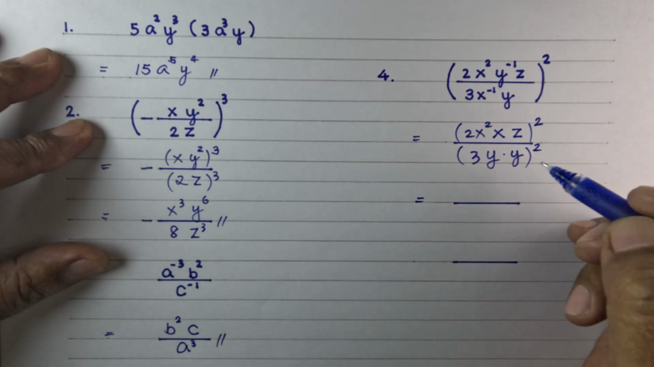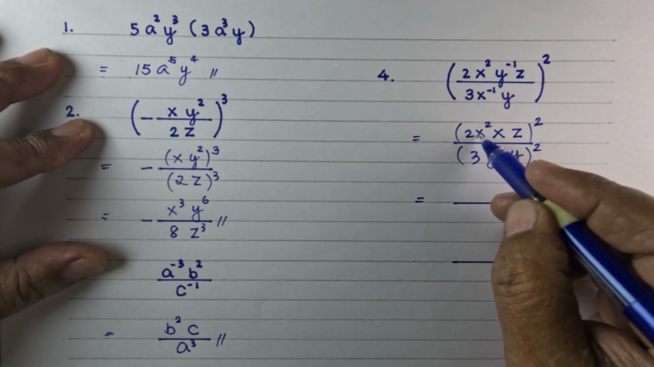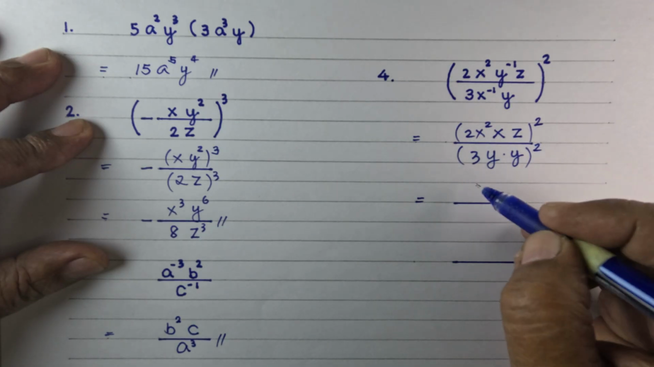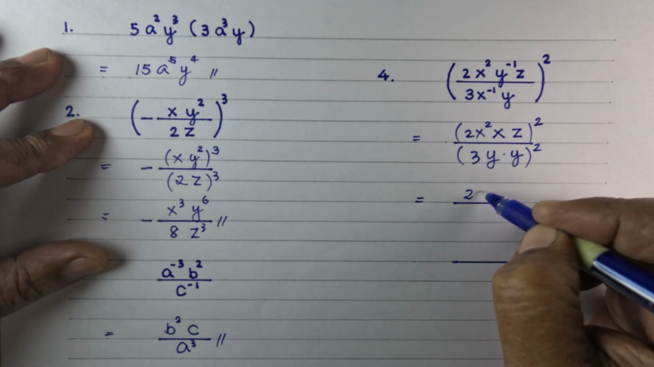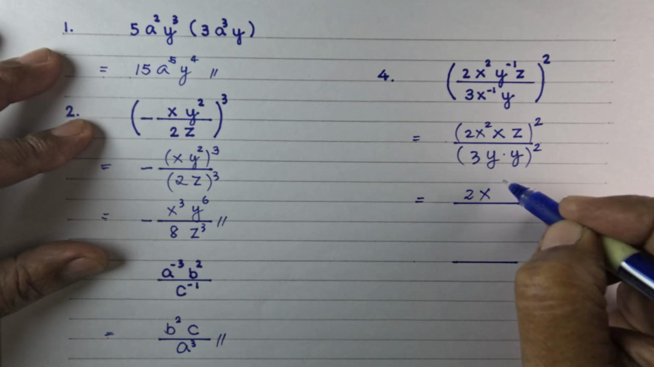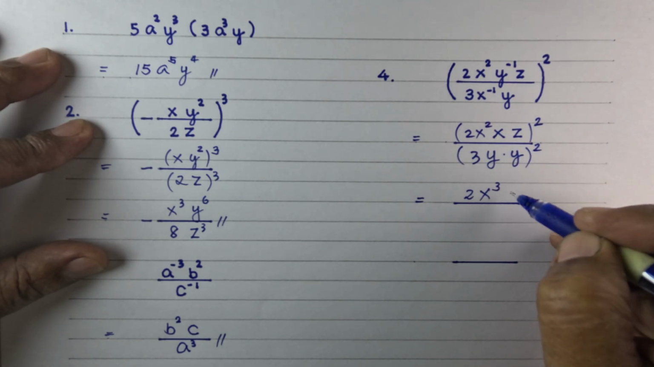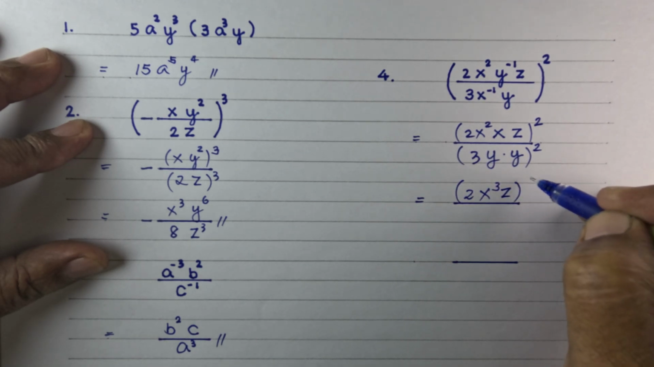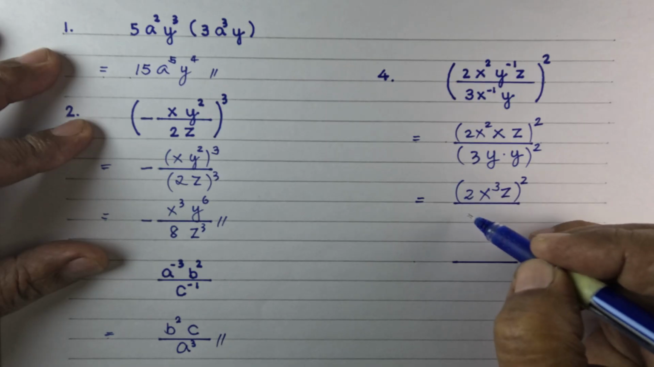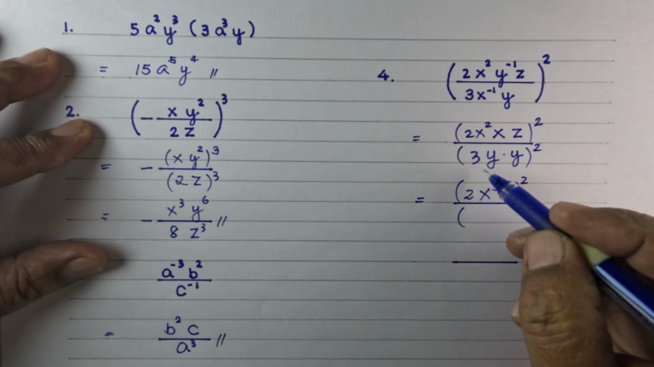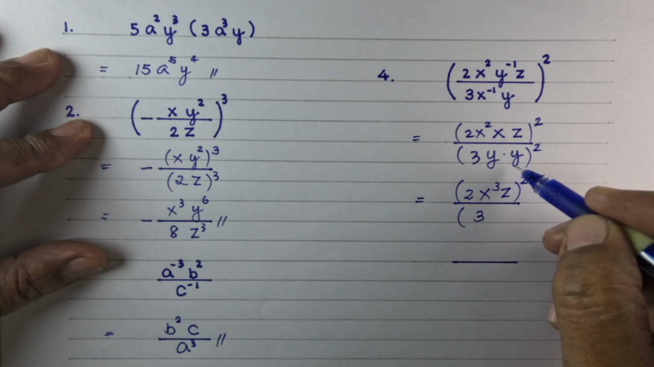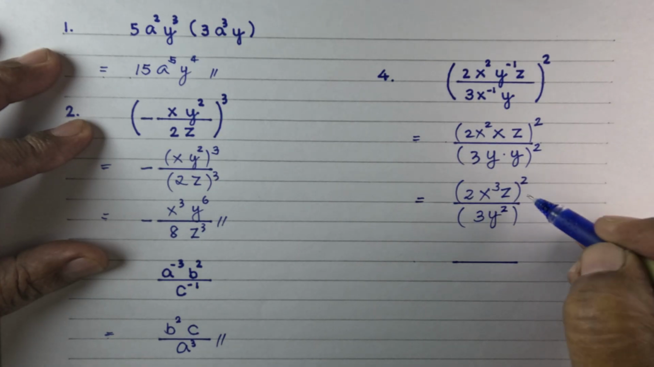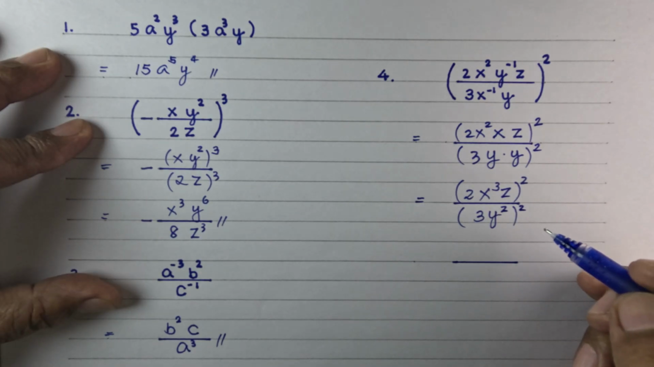So this becomes now, that's equal to 2x squared times x times z, which is 2x cubed z, raised to the second power, over 3y squared, raised to the second power.